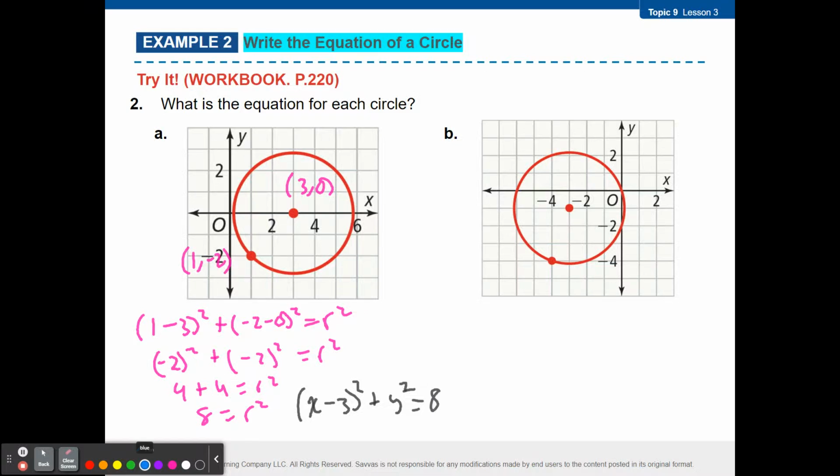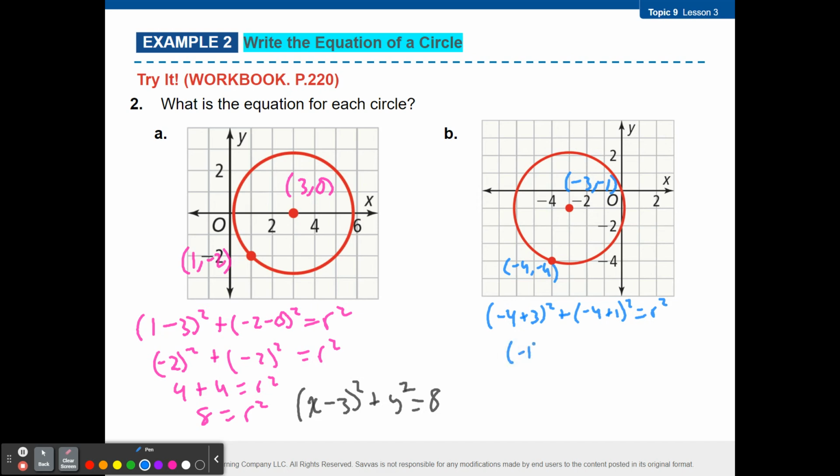Next one. Okay, so again, here is my center. My center is at negative 3, negative 1. My point here is negative 4, negative 4. So I'm going to have negative 4 plus 3 squared plus, looks like, negative 4 plus 1 squared. And we're solving for r squared.